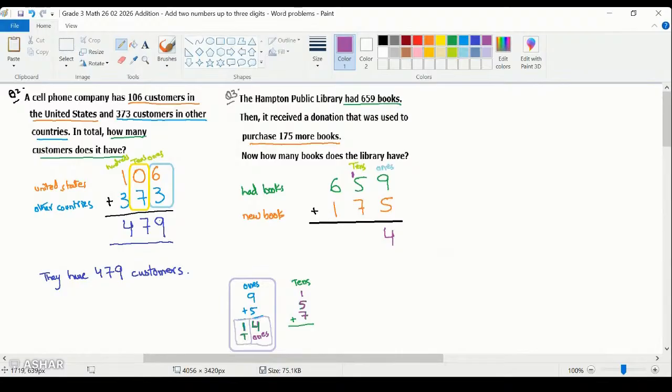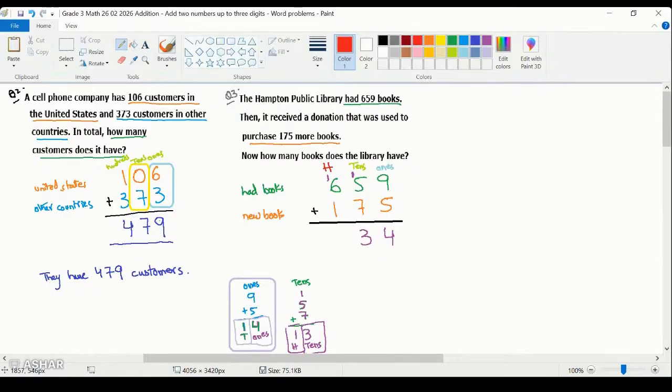Let's confirm. 1 plus 5 is 6. And 6 plus 7 is 13. So if we have 13 tens, so this would be tens and this becomes 100. Agreed? 13 tens means 130. Agreed? So we write a 3 over here and we carry 1 to the hundreds.